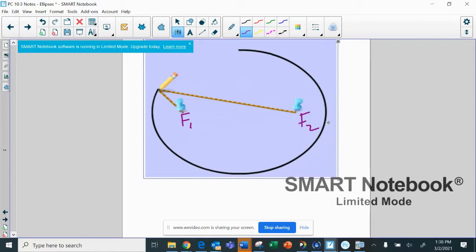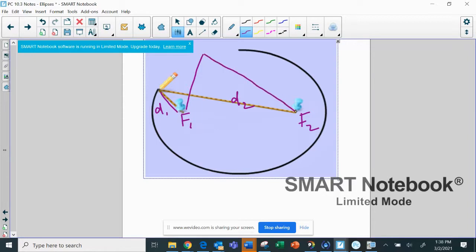And then this distance would be distance 1, and this one would be distance 2. And no matter where the pencil is, if the pencil's up here, the distance 1 is different and the distance 2 is different. However, if I add D1 plus D2, it's always a constant amount. It's always the same amount. So that's what it's talking about. Every place that we add the D1 and D2 together, here's another D1 and D2, it's going to be the same amount. That's going to create this ellipse.